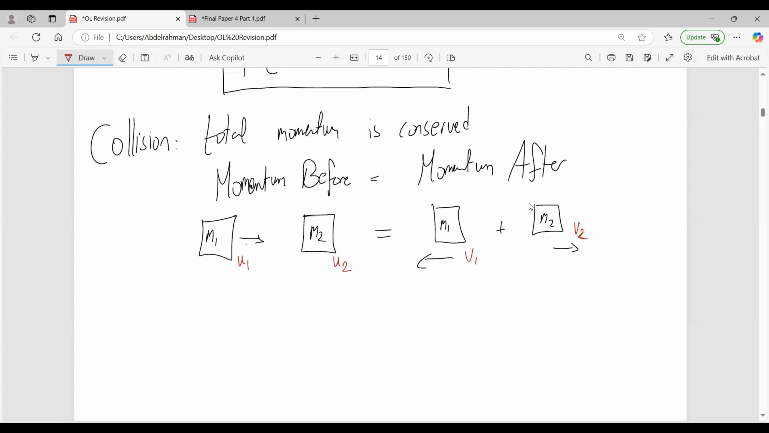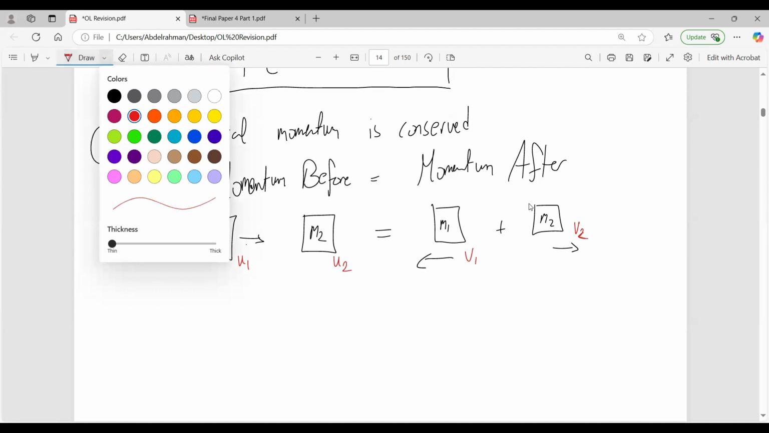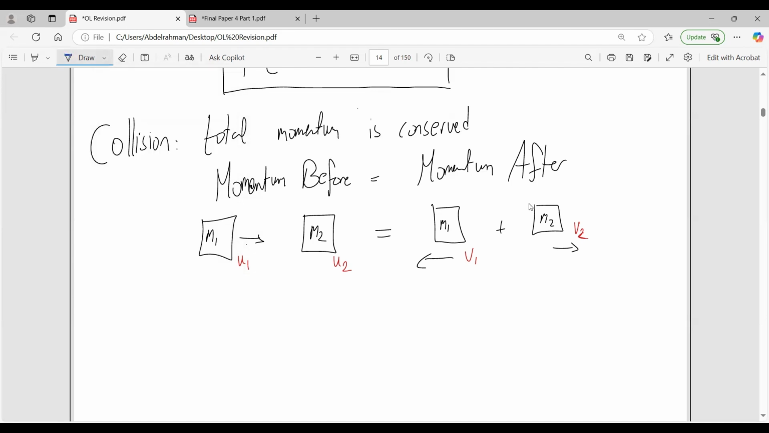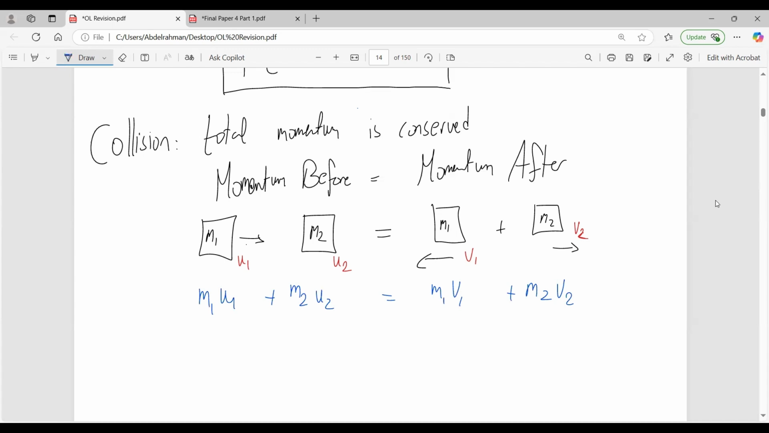So can I find the total momentum? Yes, I can. All I'll do is write the equation: m1 u1 plus m2 u2 equals m1 v1 plus m2 v2. That's it. m1 u1, m2 u2 before the collision; m1 v1, m2 v2 after the collision.